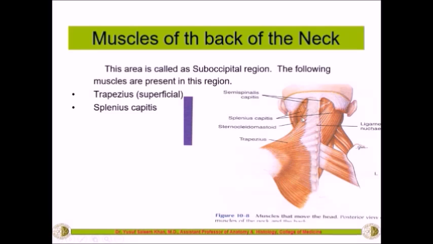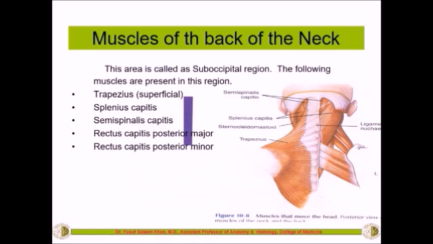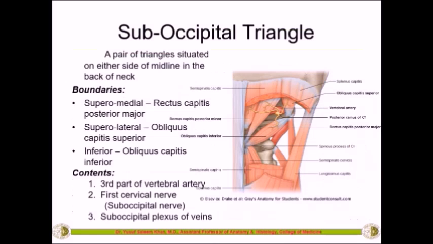Deeper inside, we can see the splenius capitis. Then we have the semispinalis capitis here. You can see it here. Then going deeper, as we will see with the next picture, we have the rectus capitis posterior major, rectus capitis posterior minor, and obliquus capitis superior and inferior. All of these can be seen from deep.